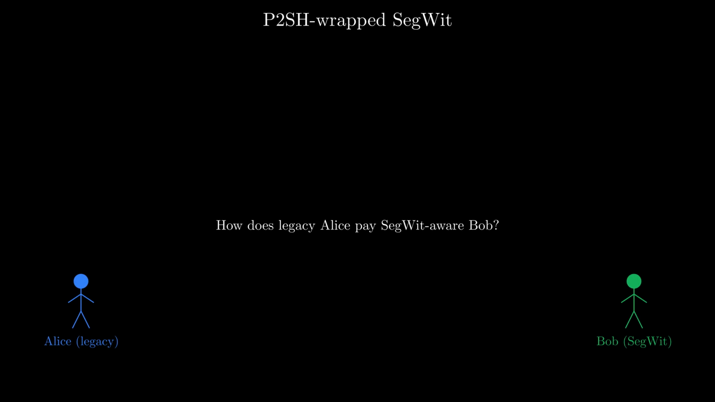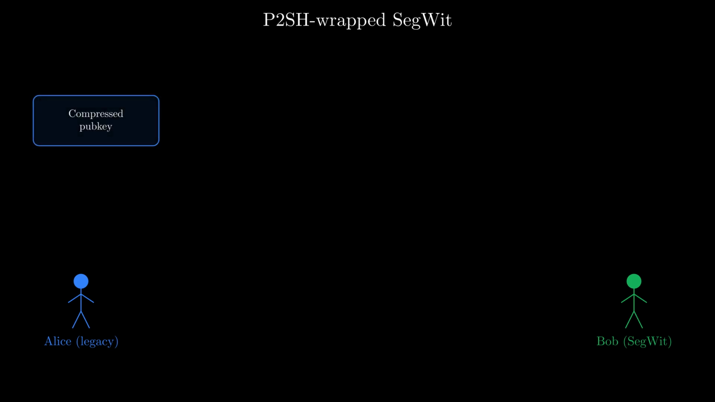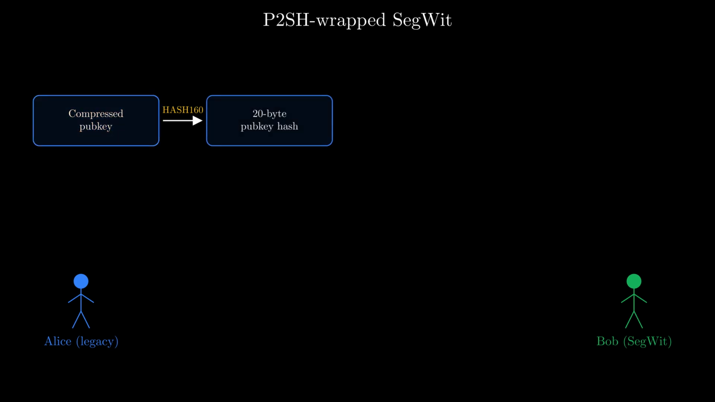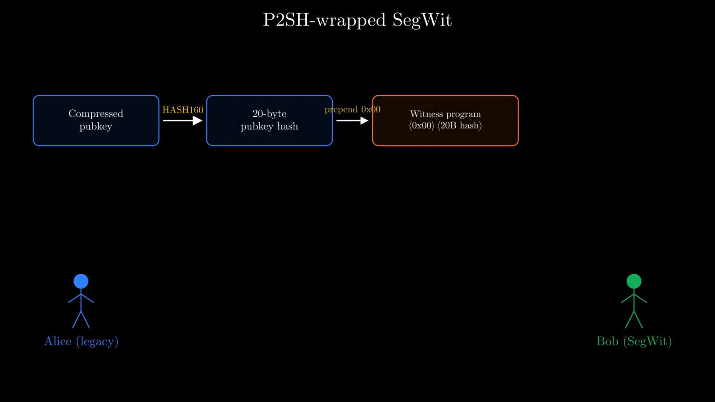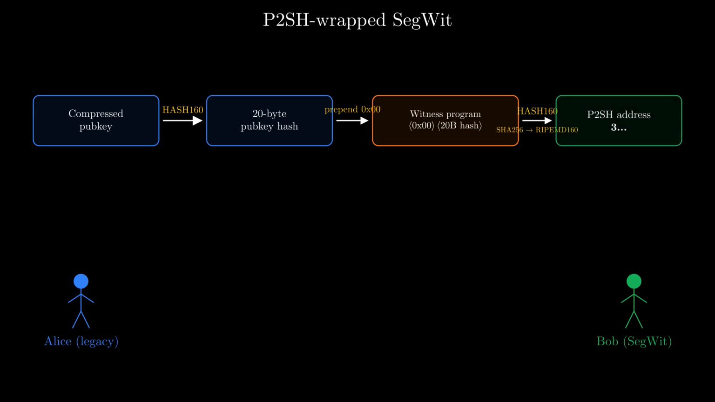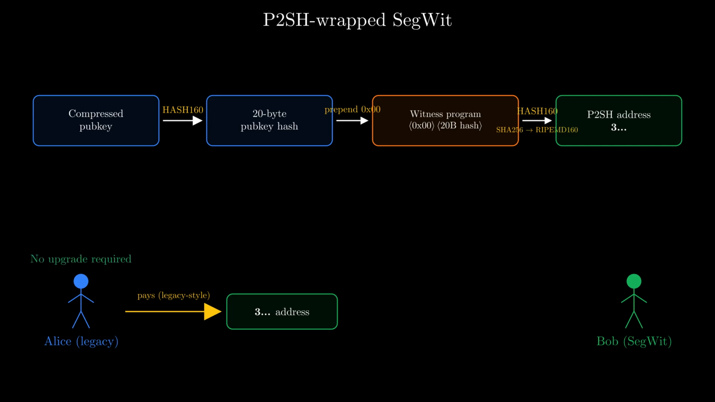All this only matters if people can actually use it. How does a non-upgraded Alice pay a SegWit-aware Bob? Through P2SH nesting. Bob's wallet computes his witness program, a 0 byte plus the 20-byte HASH160 of his compressed public key. Then it hashes that entire program again with HASH160, SHA-256 followed by RIPEMD160, and wraps the result as a standard P2SH address starting with 3. Alice's old wallet sees a normal 3 address and pays it like any other P2SH output. No upgrade required on her side.